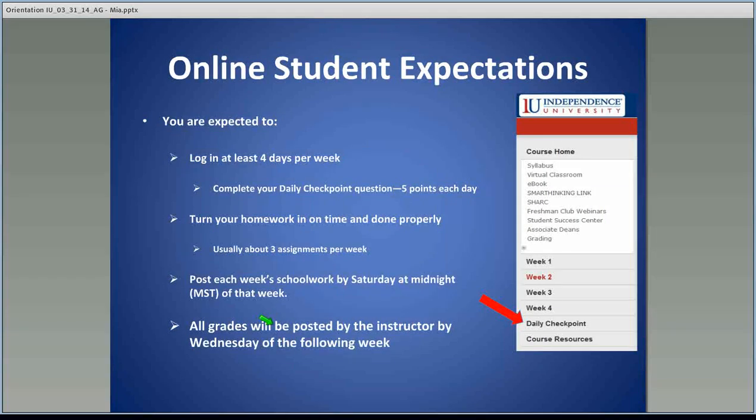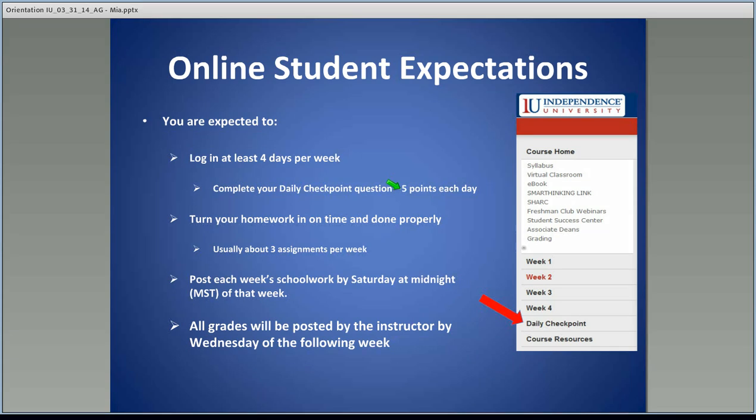Now, some of our online student expectations that we've covered briefly are that you are expected to log in at least 4 days per week, and the way that your login is counted is by completing your daily checkpoint question, which is found underneath all the week's worth of homework down at the bottom by clicking on Daily Checkpoint. And that gives you actually 5 points towards your grade every day. So if you complete the 7 rather than the 4, that's actually going to give you 15 points extra credit every single week. So think of it as a free insurance policy for your grade.